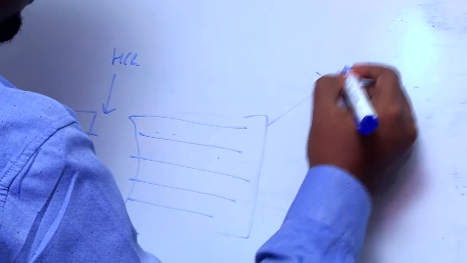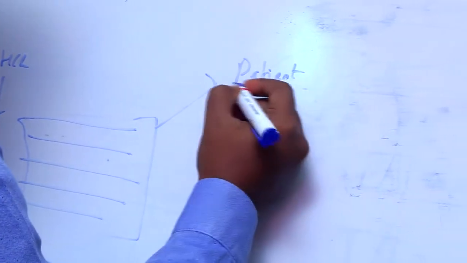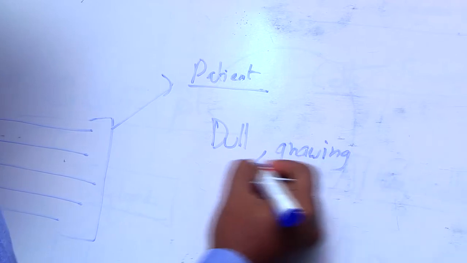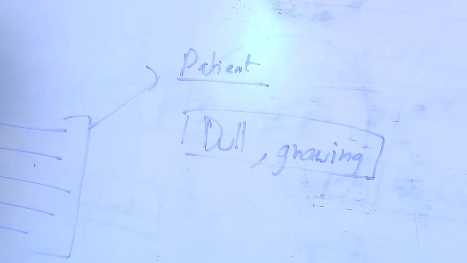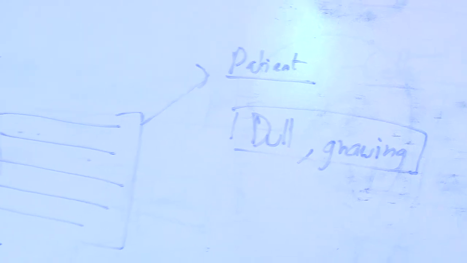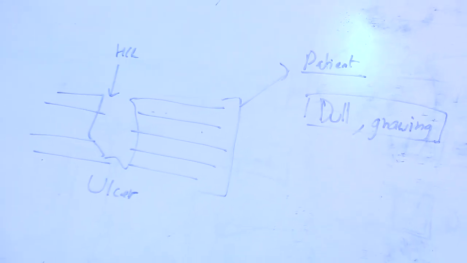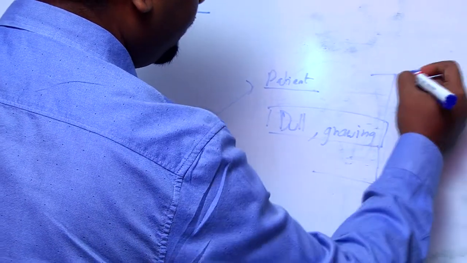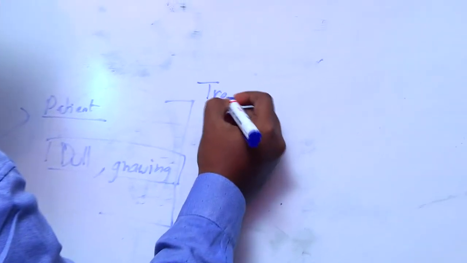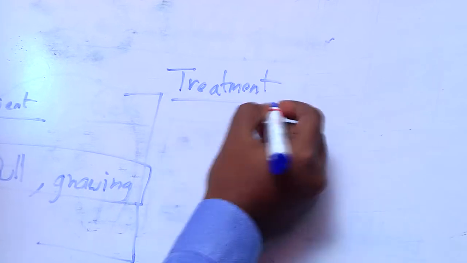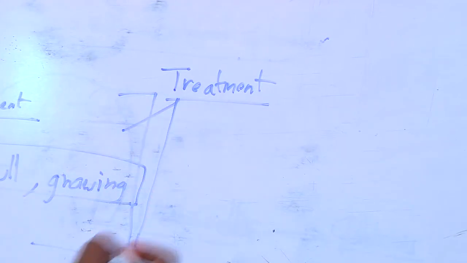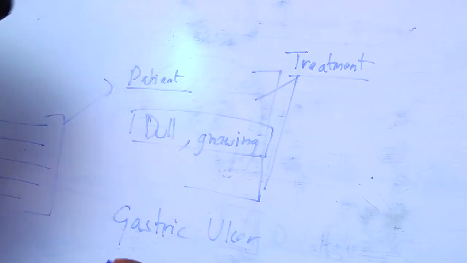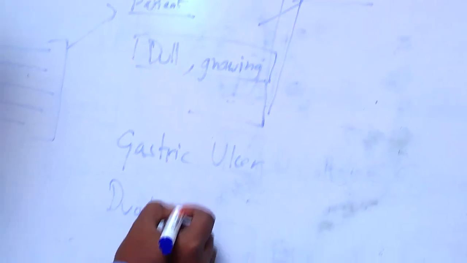So how does the patient present? When the patient comes, he will have a dull gnawing pain, and he will express his pain as chronic or acute depending upon the type of ulcer he has. So then what needs to be done is you need to treat the patient. Before that, we should know about the treatment so that we can give the appropriate treatment to the appropriate patient based upon the type of ulcer he has, gastric ulcer or duodenal ulcer.